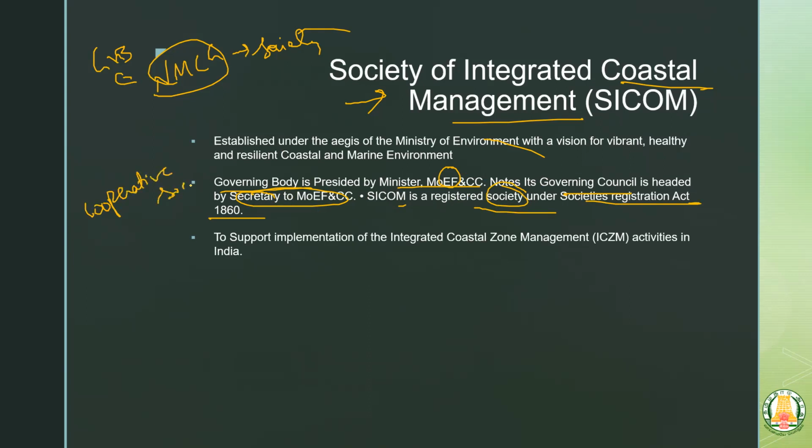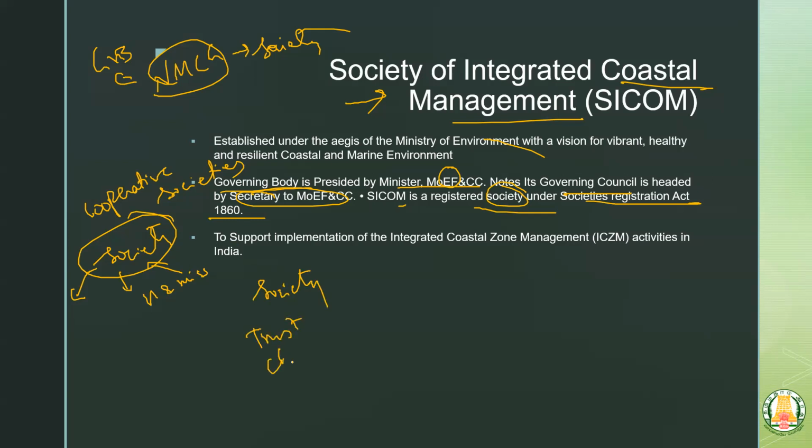So similar to that, this SICOM is also a society. They have members, they will be getting some funds, they will be executing, and they will have a vision and mission statement. That is about the society. Okay, there is something called society, something called trust, and something called charity organization. There are lots of different types of societies or institutions which you have to know. So here, SICOM is a society.